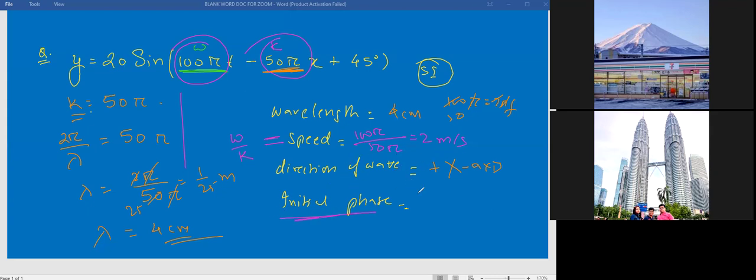And what is the initial phase? 45 degree. 45 degree. Hopefully you have understood this. Yes, sir. Good.